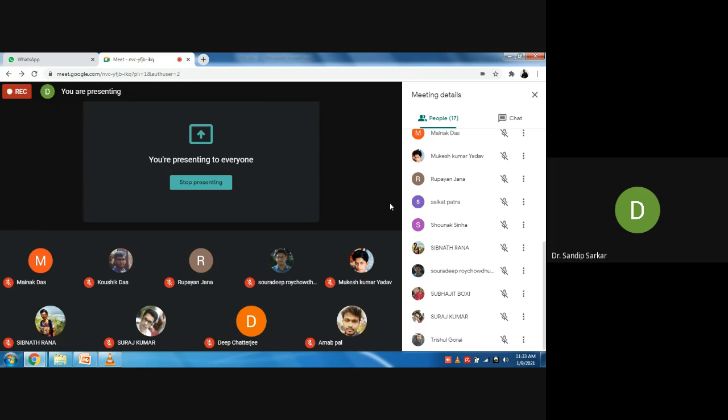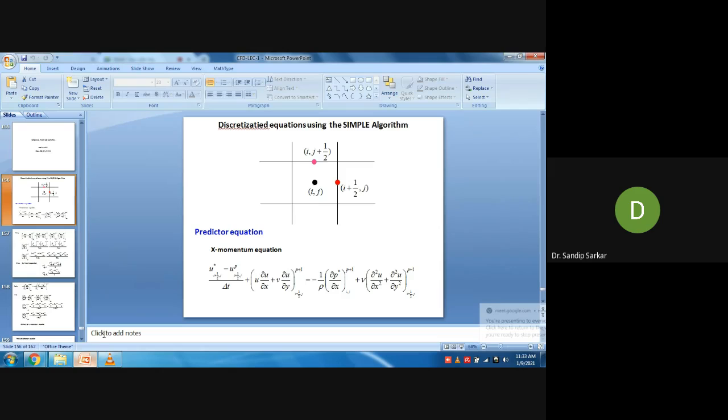Initially, we predict the velocity, which is not constant, by solving the Navier-Stokes equations in the predictor step. So this is your Navier-Stokes equation. We are discretizing the Navier-Stokes equation, and we are predicting this velocity by solving it. So it is not a constant parameter. This is a variable. We are predicting this velocity parameter U star by solving this Navier-Stokes equation at the I plus half j grid point.